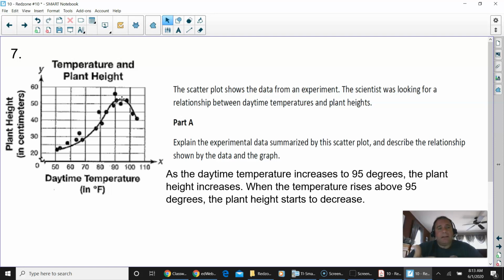All right, you could say that. And then all of a sudden, after that, the temperature is still increasing here. So right here is 100 degrees, and this is like 105 degrees. What happens to the plant life after 95 degrees? So when that temperature rises above 95 degrees, the plant height starts to decrease. Right? And those are the observations you should make looking at this scatter plot.